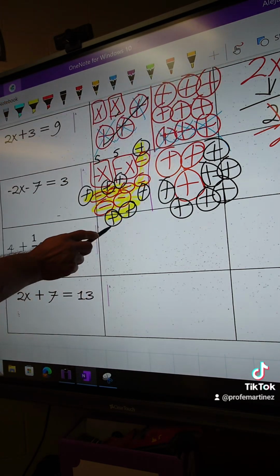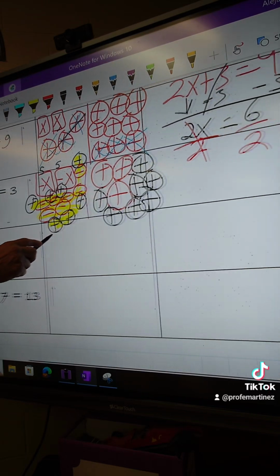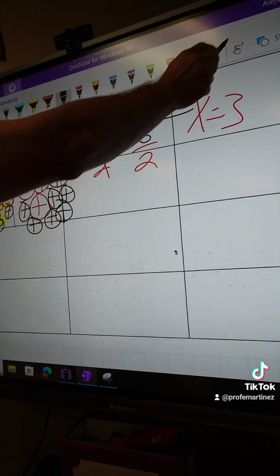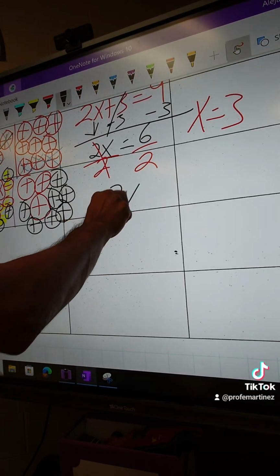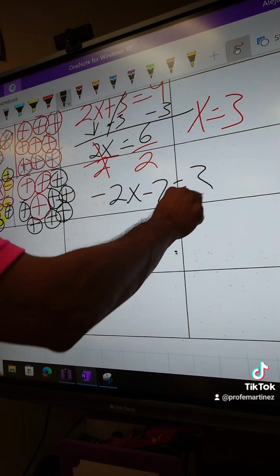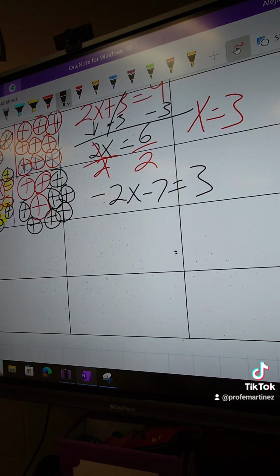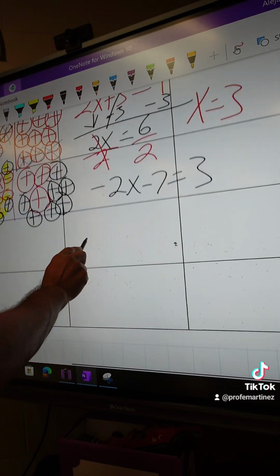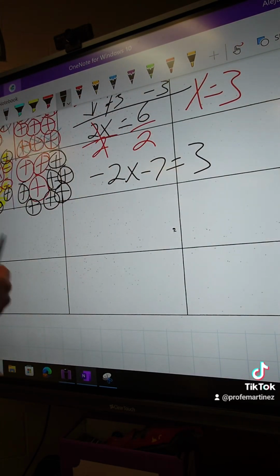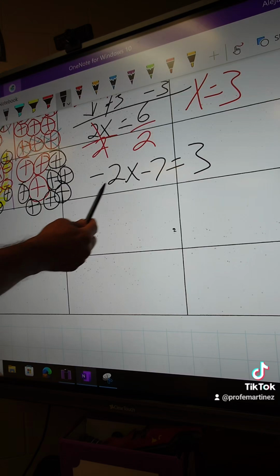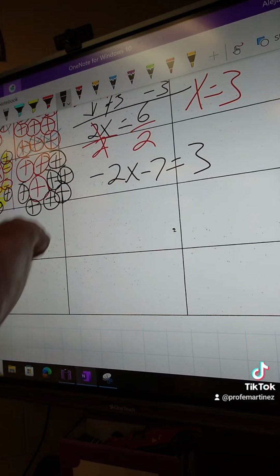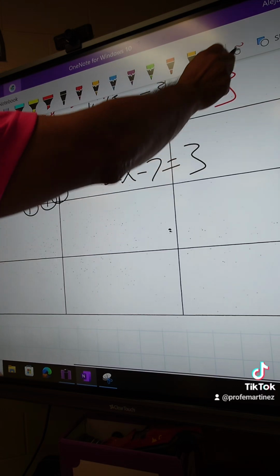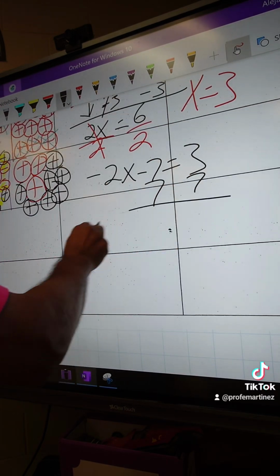Now let's do it algebraically and see what we get. Negative 2x minus 7 equals 3. So we're going to put negative 2x minus 7 equals 3. Okay, so we're going to solve it algebraically now. Algebraically, we would do the opposite. Step one, do the opposite. But it's subtracting, so the opposite of subtracting would be to add. So we're going to add.